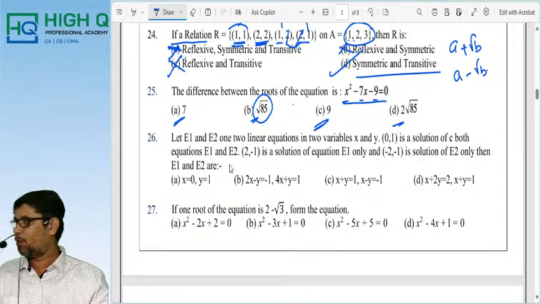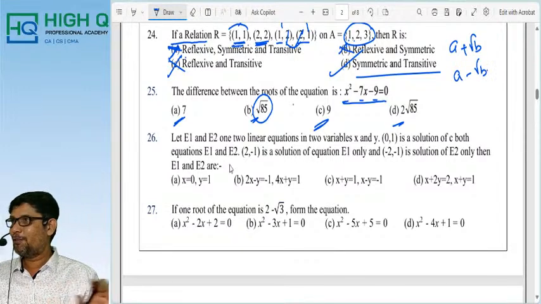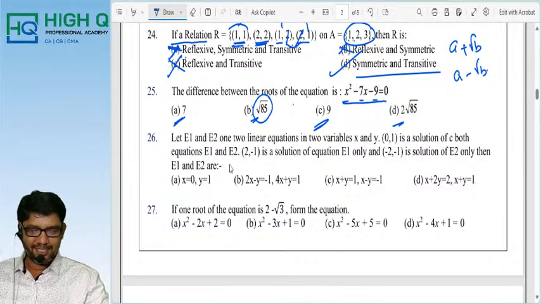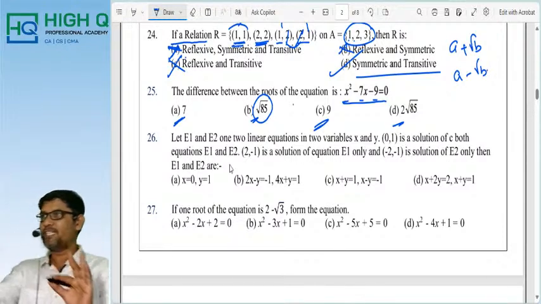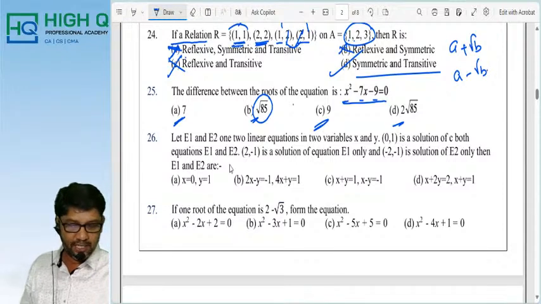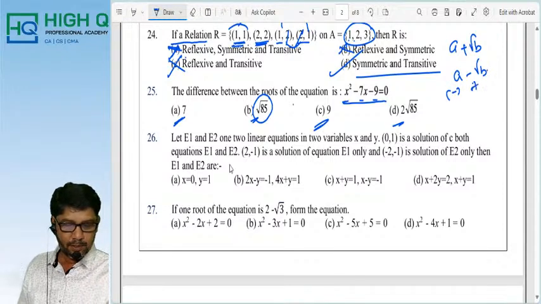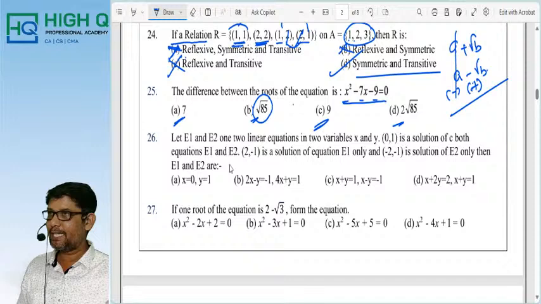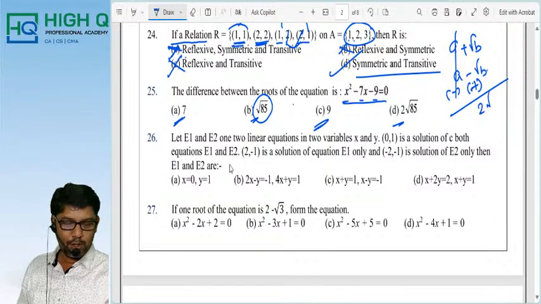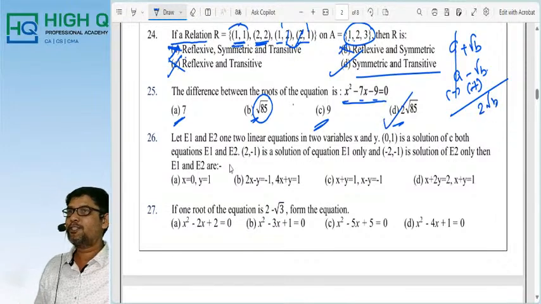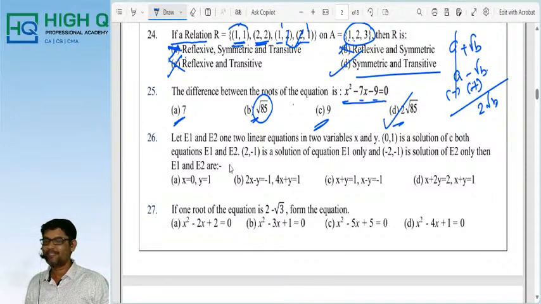I'm not at all going to solve this. Look at this, a plus root b, a minus root b. This is the format if it is an irrational root. Now I'm going to find the difference. Minus, plus. Plus a, minus a get cancelled. Root b is what? 2 root b. Mostly my answer is 2 root 85. Option B only, I'll tell you.